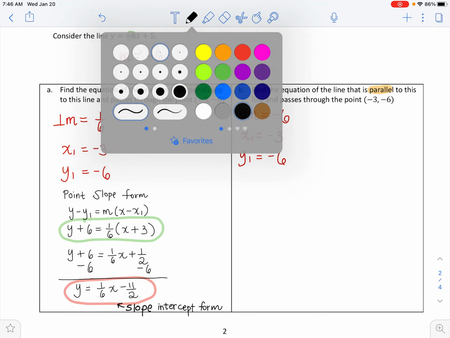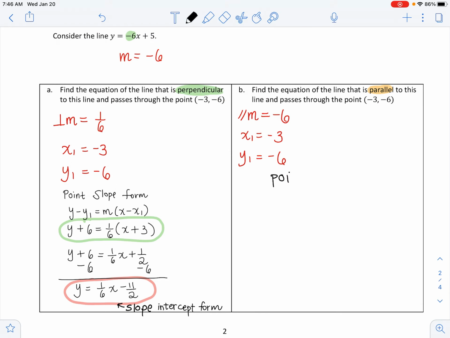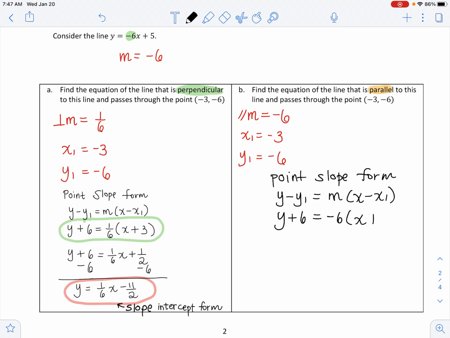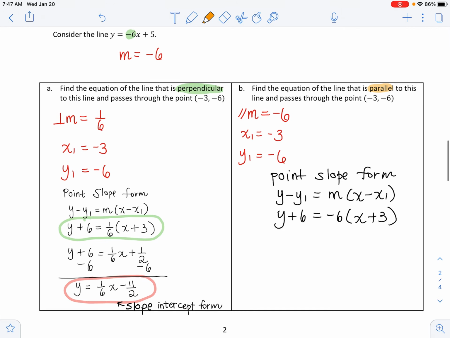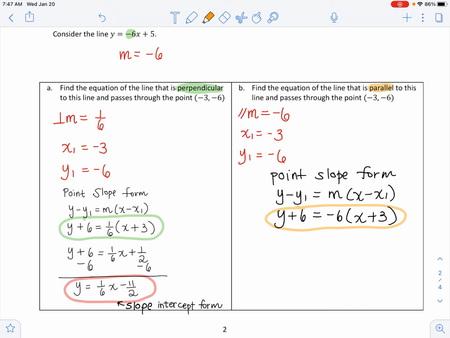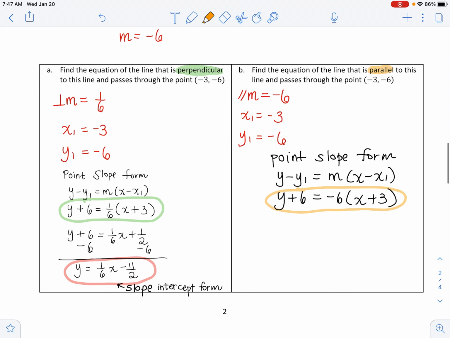Let's start with our point slope form, which is y minus y1 equals m times x minus x1. We wrote this so many times, I think you memorized it by now. So that will be y plus 6 on the left side equals the slope of negative 6, and inside the parentheses, we're going to have x plus 3. I can stop right there. I have the equation in point slope form. But let's continue.